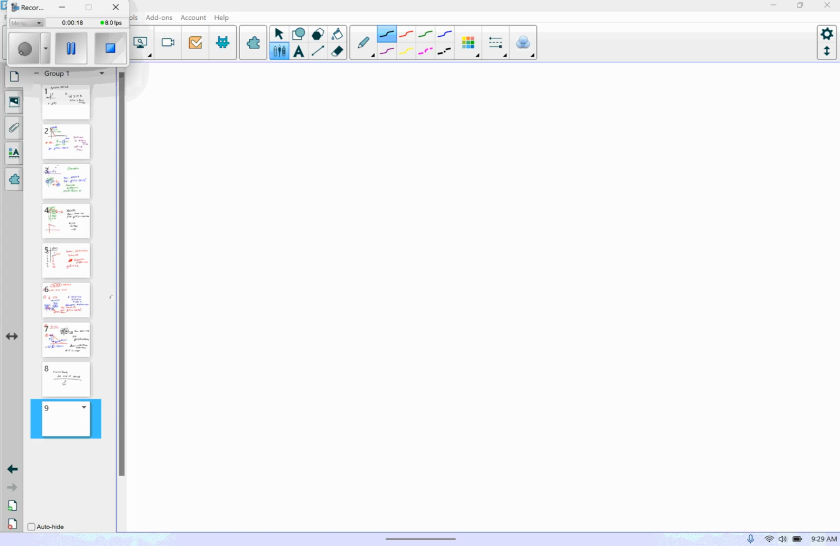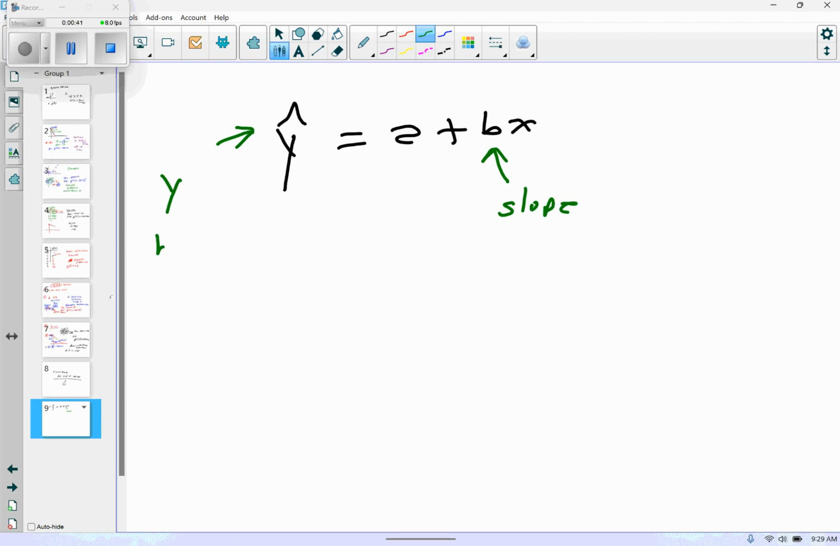So we have techniques for doing it. If you ever get into the world of statistics, they will often have the equation look like this, where this becomes the slope. This is called y hat, because I got a hat on it.